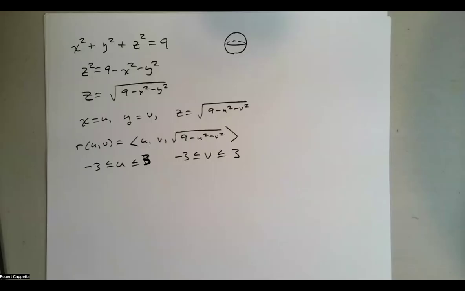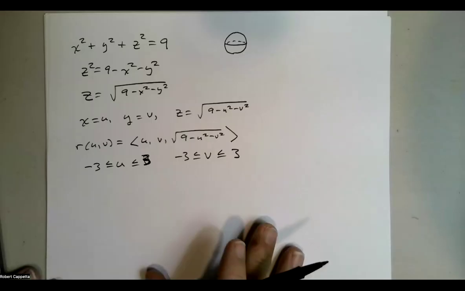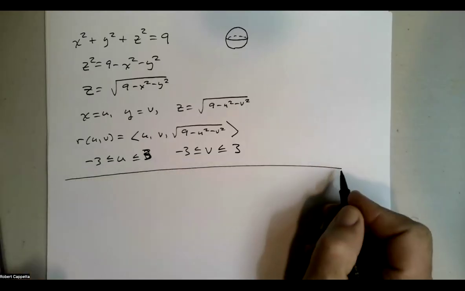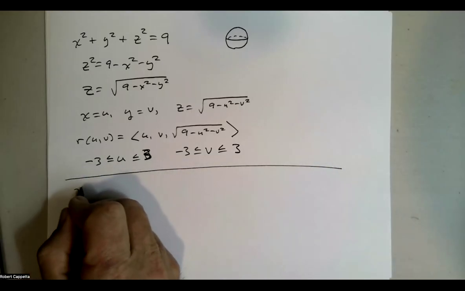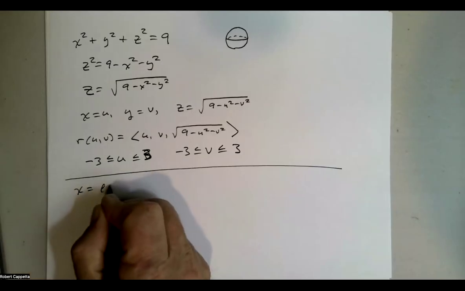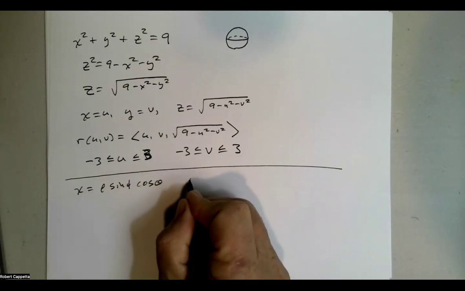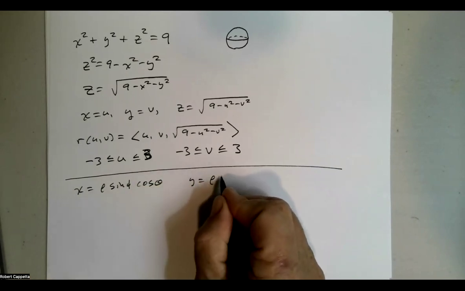So we've done our first parameterization, but there is another way we can do this, namely remembering how spherical coordinates work. So x is rho sine phi cos theta. Y is rho sine phi sine theta.